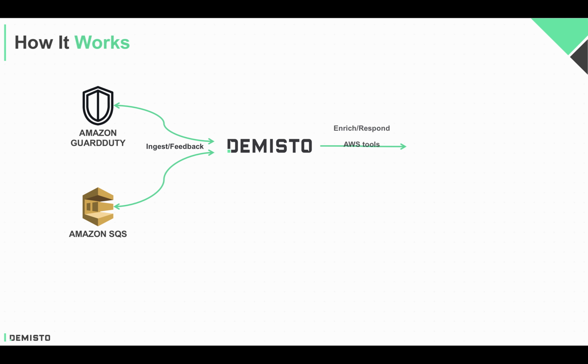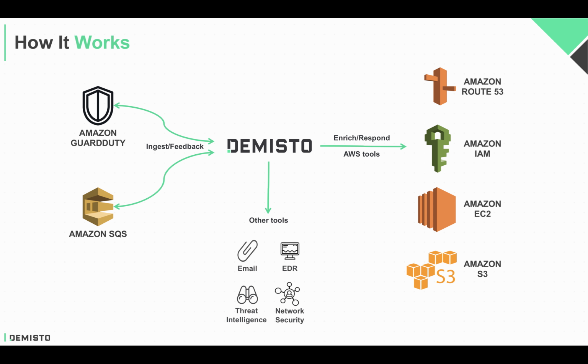Demisto is able to consume alerts from Amazon GuardDuty or SQS. Just like the prior integrations with different SIEM tools, the alerts that are detected by GuardDuty or SQS are created as incidents or alerts in Demisto. At that point of time, any of the services that are integrated with AWS, and here we show a sample of services that are integrated, could be used for either further enrichment or response.